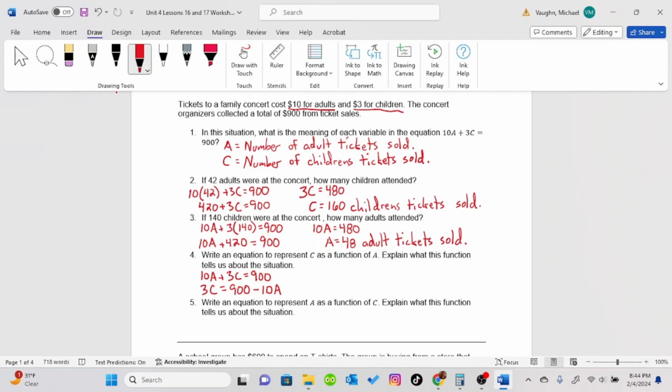Now to get c by itself, we're going to divide everything through by 3, and we end up with c equals 300 minus 10 over 3a. This function tells us how many children's tickets are sold if we know the number of adult tickets sold.